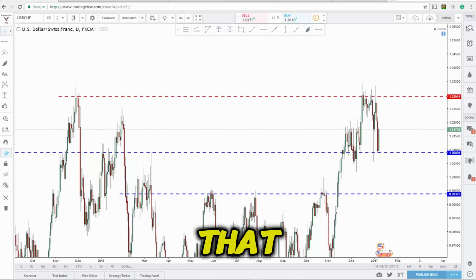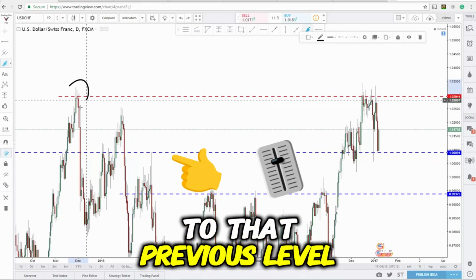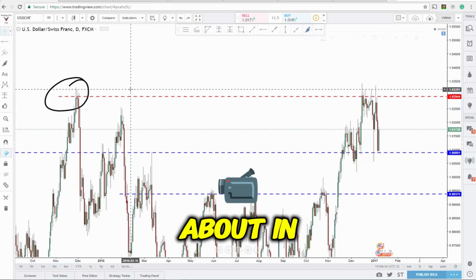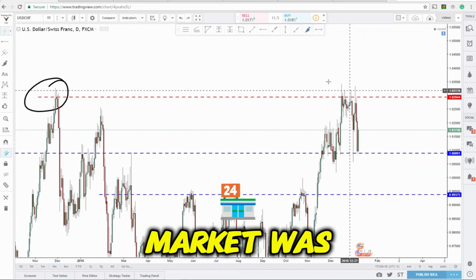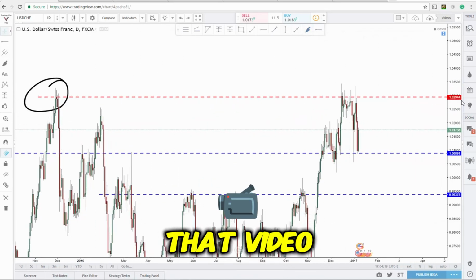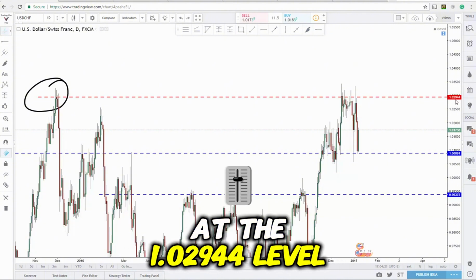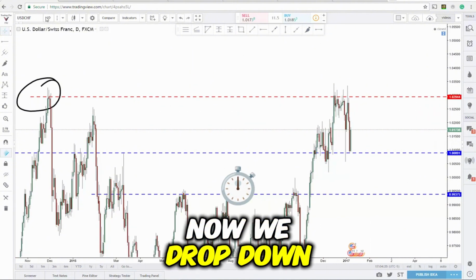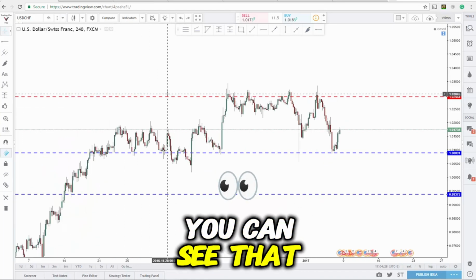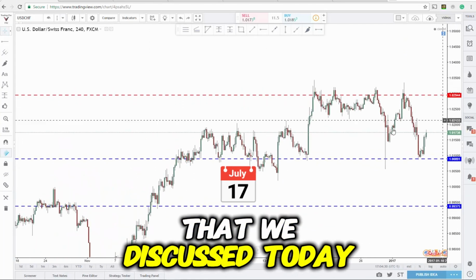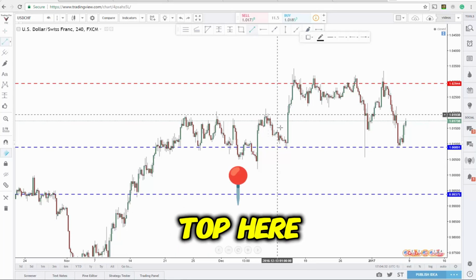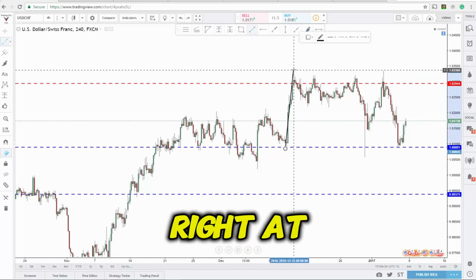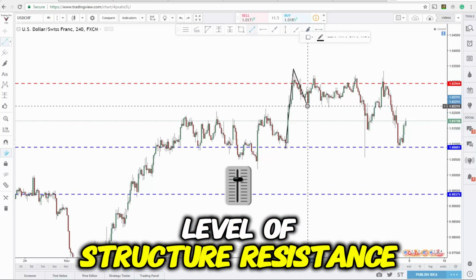All right, so you can see that we did come up to that previous level of structural resistance we were talking about in that video, which is where the market was during the recording of that video at the 1.02944 level. Now we drop down to a lower time frame. You can see that we had one of the entries that we discussed today, just a regular double top here on the dollar Swiss, right at that major level of structure resistance.